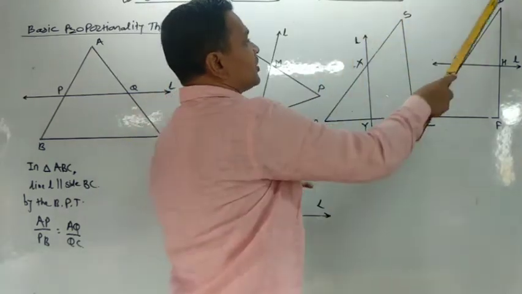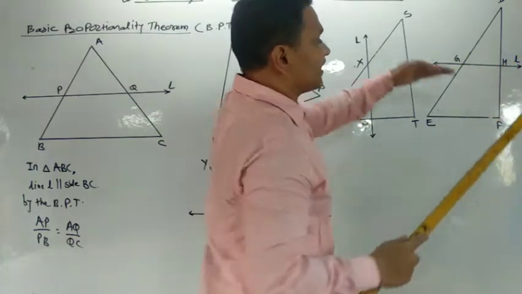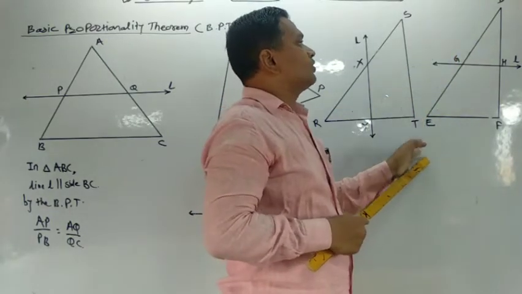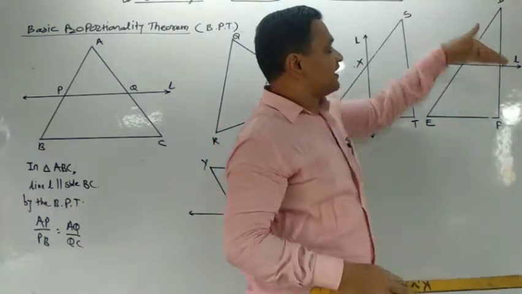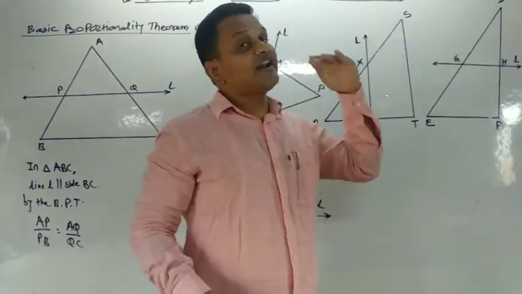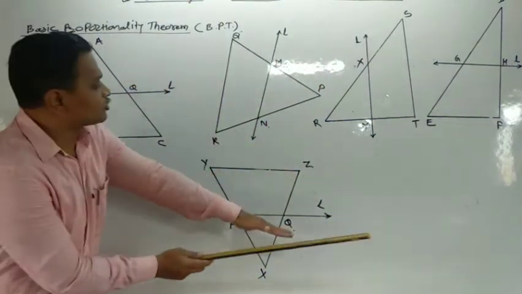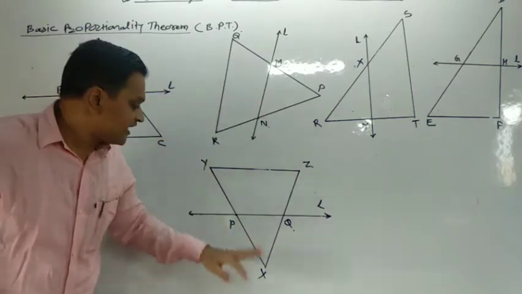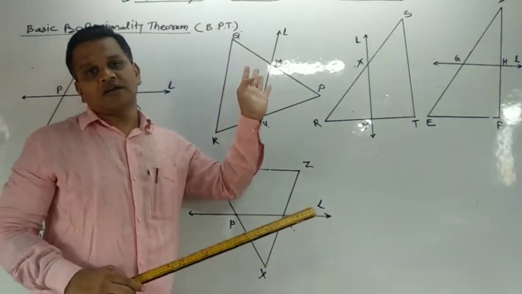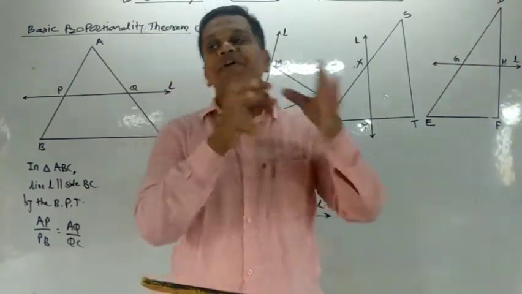Similarly, in triangle DEF, line L is parallel to side EF. Then by the BPT, we say that DZ by ZE equals DH by HF, meaning line L divides sides DE and DF in proportion. It means divided in equal ratio, understand? And similarly in triangle XYZ, line L is parallel to side YZ. Then by the BPT we say that XP by PY is equal to XQ by QZ, understand? Try to write the equal ratios by using BPT like this.